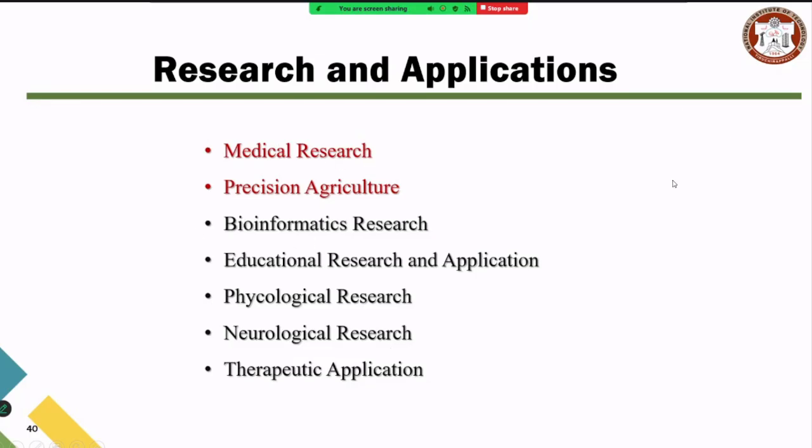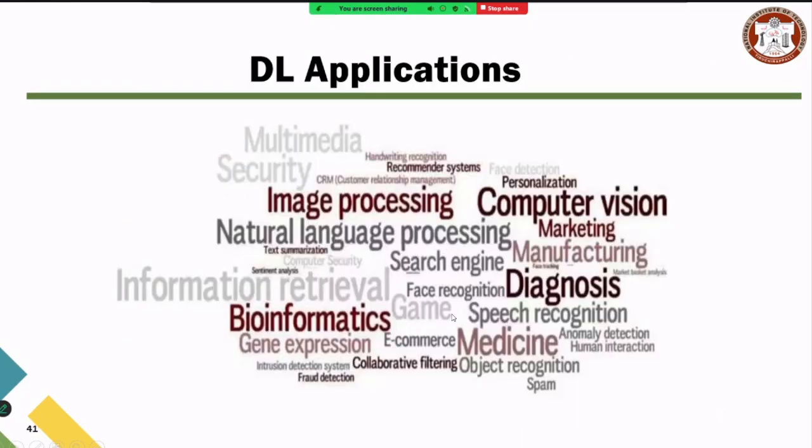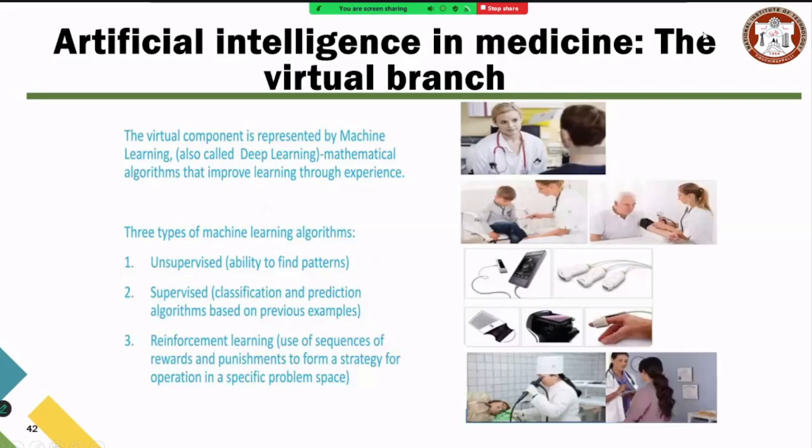See here, deep learning applications under medical. Actually, artificial intelligence and medicine is a part. See here, the virtual branches. That means we don't even need the physical presence of a doctor. That means expert systems. There are three types of machine learning algorithms which were already mentioned. We can apply any of them while developing such expert systems according to the applications. Mainly supervised and unsupervised, these three algorithms play a vital role.